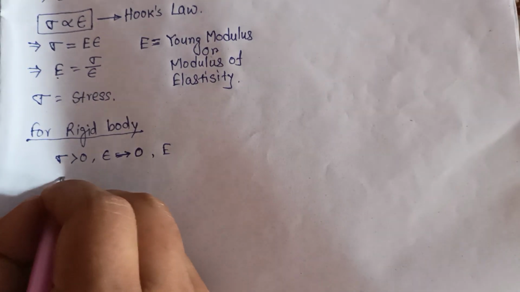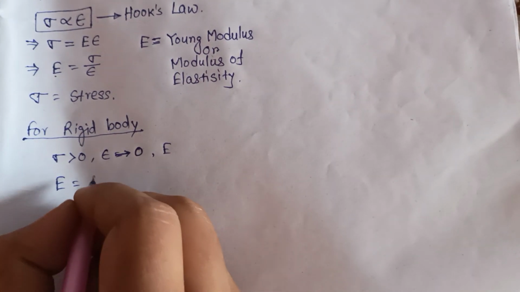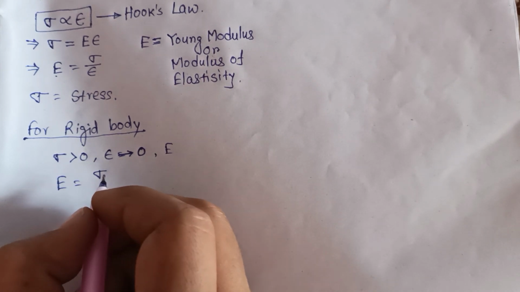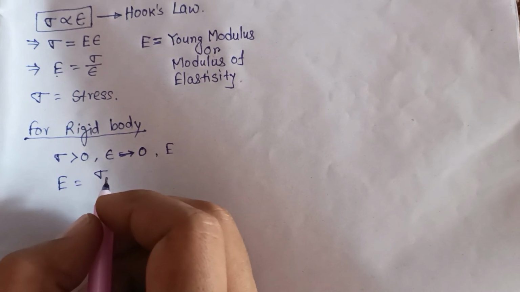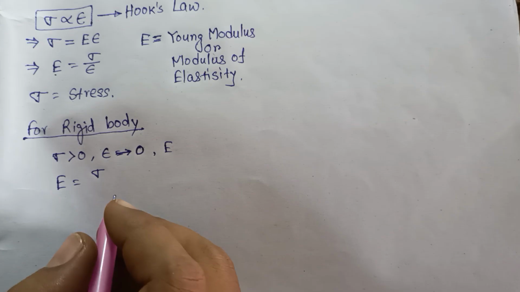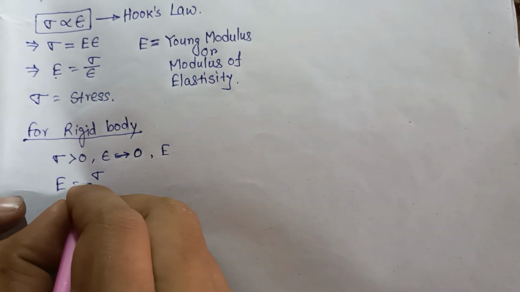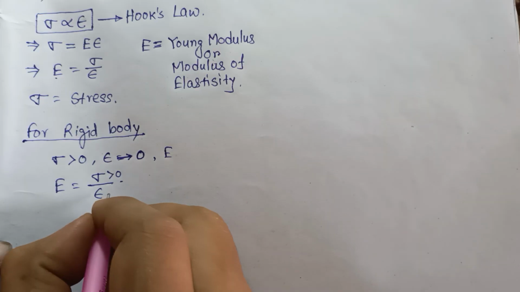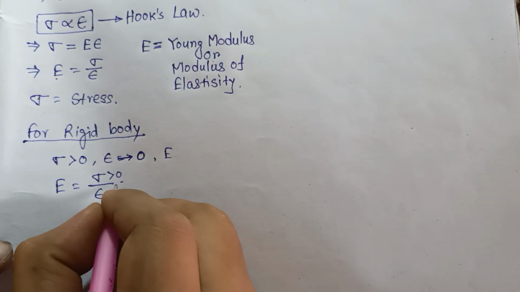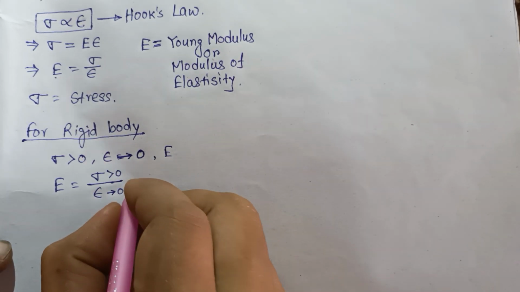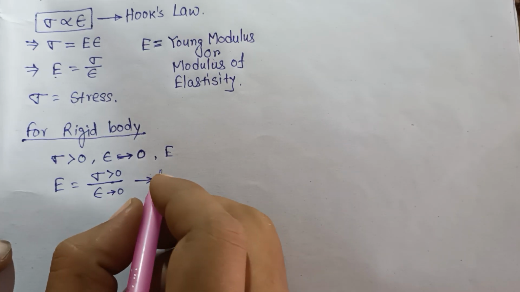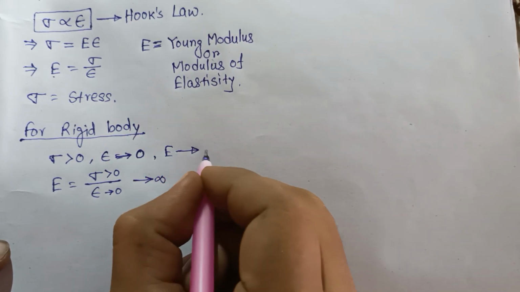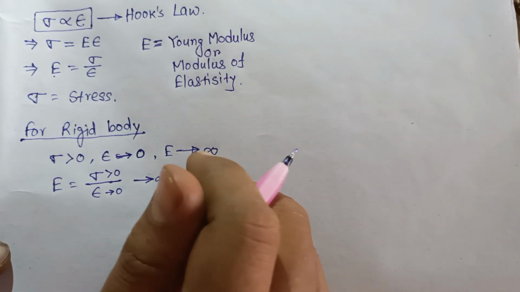So we know the formula, E is equal to sigma by epsilon. So sigma is greater than 0 and this tends to 0. So what is the value of E? E tends to infinity. So here the Young modulus tends to infinity.